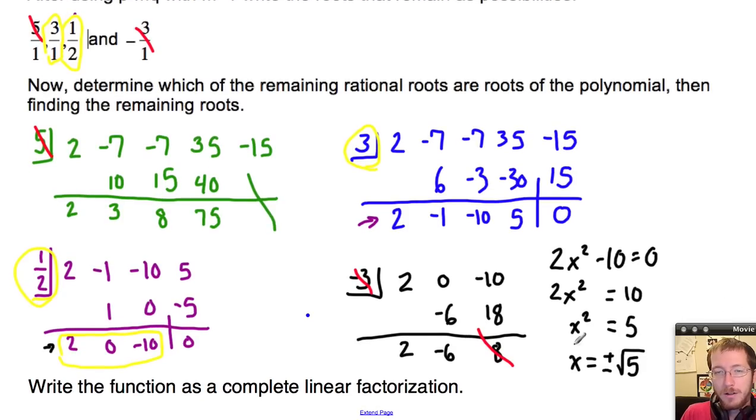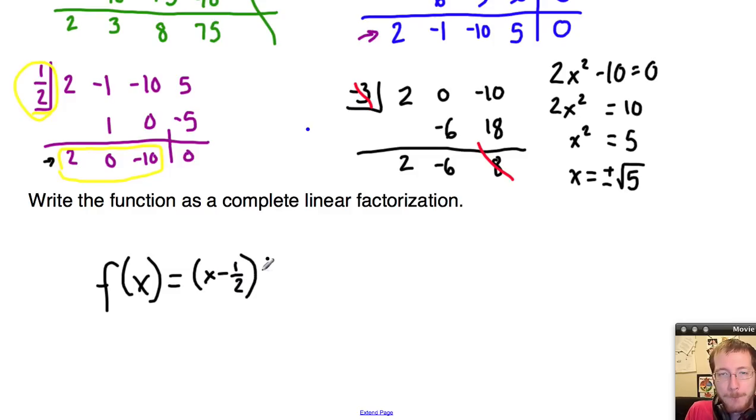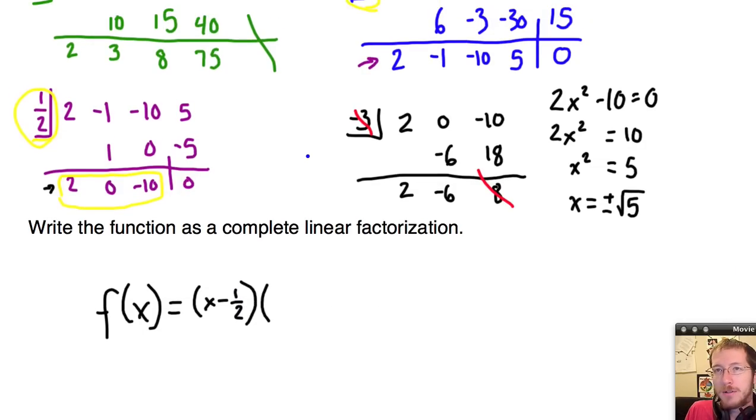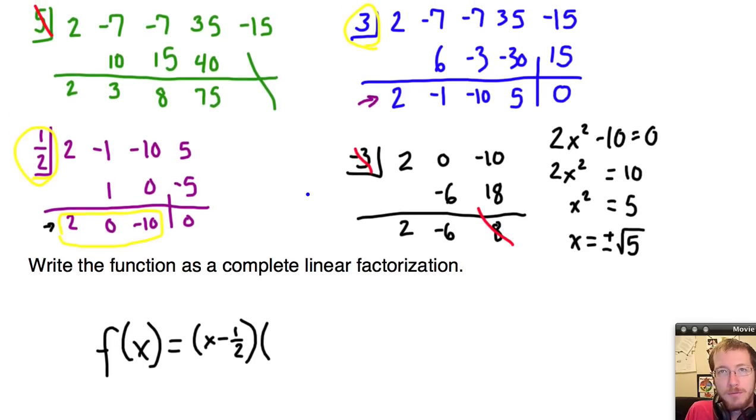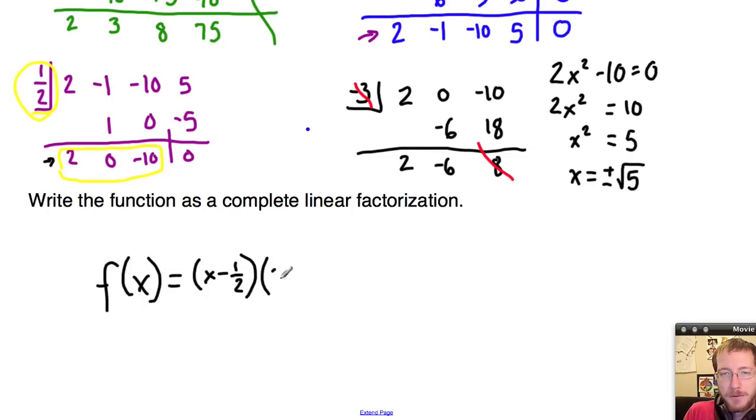So finally, our linear factorization, or our factored form, we've got our function f of x. And our factors, we have x minus 1/2. We have, let's see, what was our other factor? x minus 3. And then we've got our 2 irrational factors, x minus root 5 and x plus root 5.